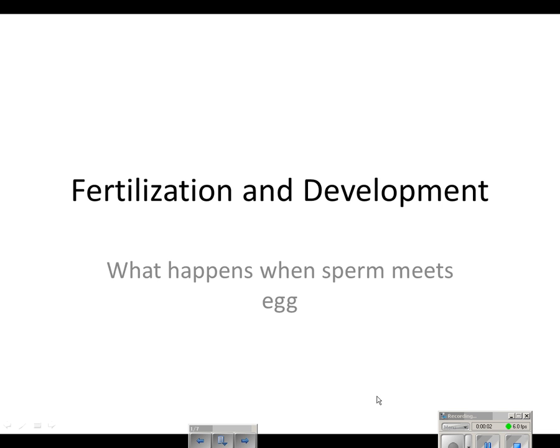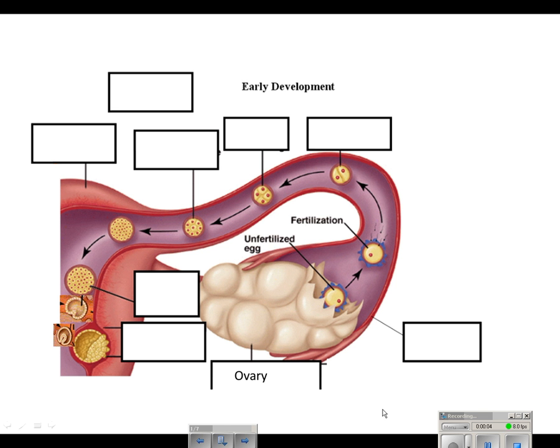Fertilization and development. What happens when sperm meets egg? If we look at the female reproductive structure, that's where it all starts. We'll start at the ovary, and FSH will be secreted from the pituitary gland, causing the follicle to develop, and that follicle is eventually going to rupture. At day 14, that's when that happens, we have ovulation, and that's going to release an egg from the follicle into the fallopian tube or the oviduct.